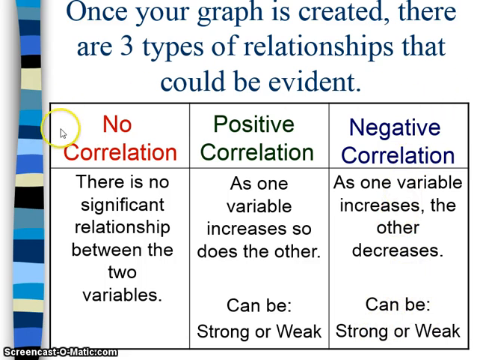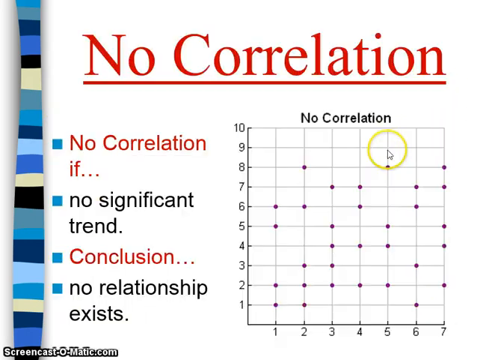Now we're going to look at each of these a little bit more in depth. Let's start with no correlation. This is an example of a graph with no correlation. You can see that the dots are very spread out. There's no pattern in the way they go. They don't all go upward or all go downward. They're just kind of spread sporadically across the graph. This is called no correlation.